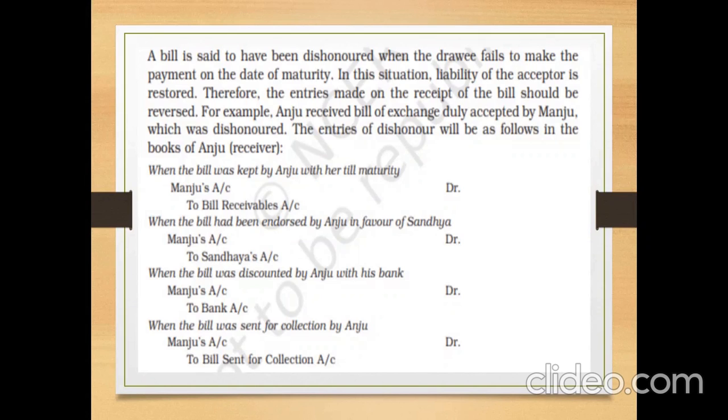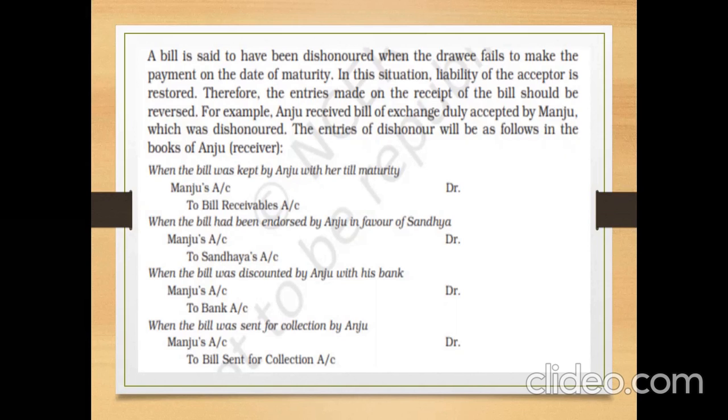A bill is said to have been dishonored when the drawee fails to make the payment on the date of maturity. In this situation, liability of the acceptor is restored. Therefore, the entries made on the receipt of the bill should be reversed. For example, Anju received a bill of exchange duly accepted by Manju, which was dishonored. The entries of dishonor will be as follows.